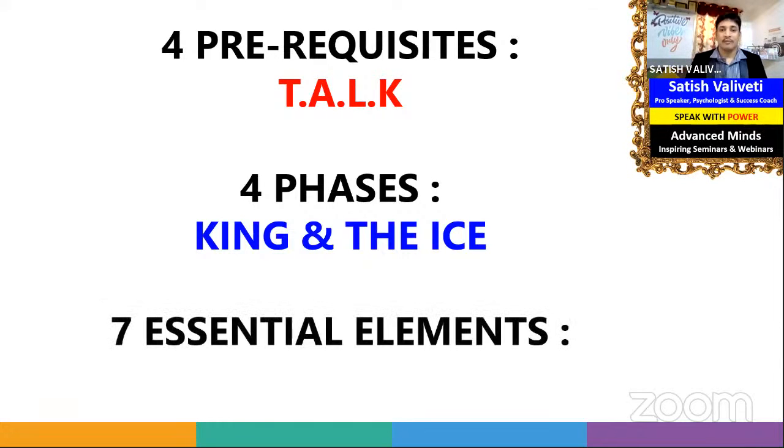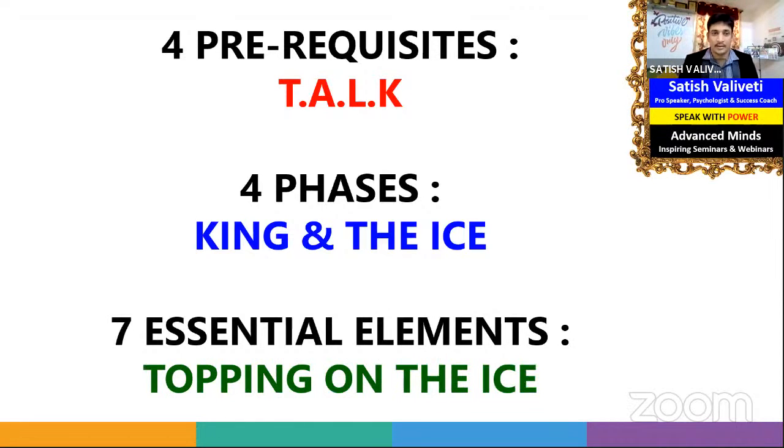And then as a finishing touch, we'll be learning 7 essential elements, and I call it the topping on the ice. So I repeat, in this entire 20-week program we planned, we'll be learning these 3 things and mastering them. One, clarity on the prerequisites called TALK. Then the 4 phases thoroughly, what to do in each phase: the KING phase, introduction, core, and ending. Then we'll conclude with 7 essential elements, the topping on the ice. I want you to quickly make a note of this. This is our entire syllabus in a nutshell. Once done, type done in the chat, please.